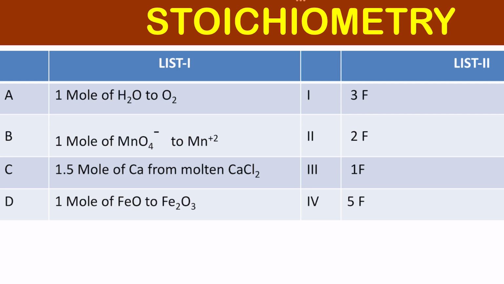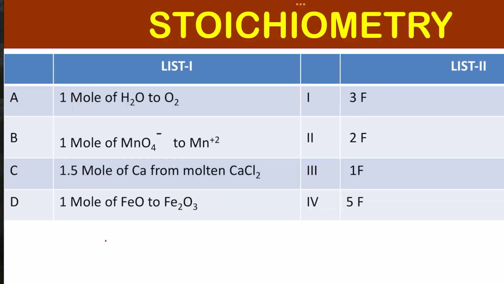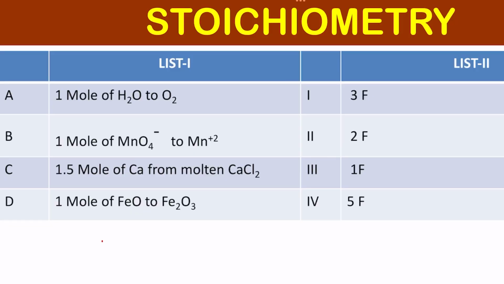This is one question which was asked in NEET 2024. Let us first understand the problem. What is given in list 1, what is given in list 2? In list 1, we are given a reactant and a product, and in list 2, we are given the number of Faradays involved. What is the connection between these two? List 1 says that the reaction is a redox reaction, and the number of electrons that are involved in it will help us to know the number of Faradays that are utilized in the conversion.